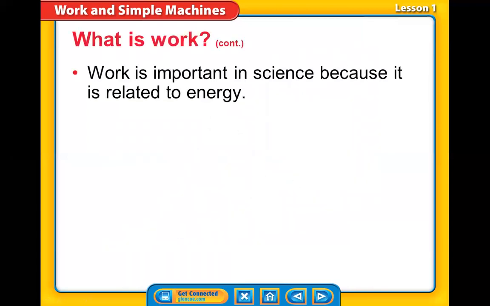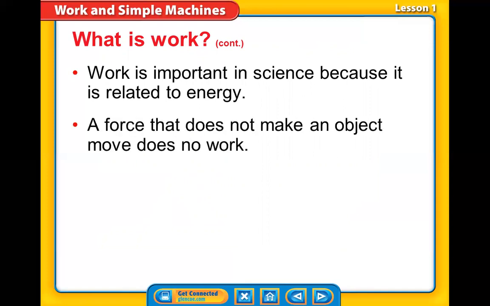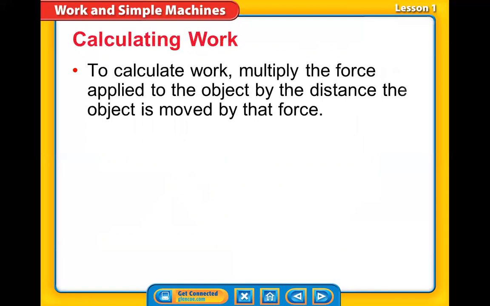So work is important, yes, because it's related to the energy. It identifies the energy that we use, and also it is described by the force and distance to make the object move. As we said in the previous slide, force that doesn't make an object move does no work. How can we calculate the work?